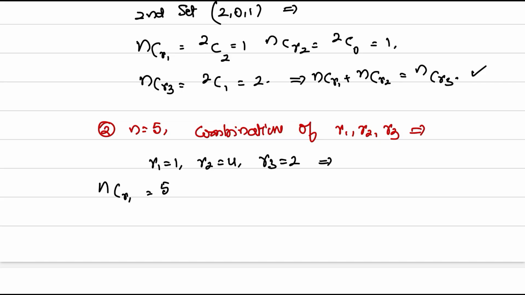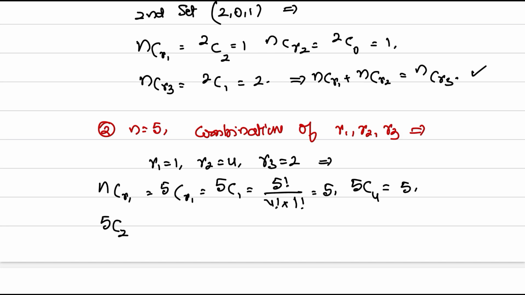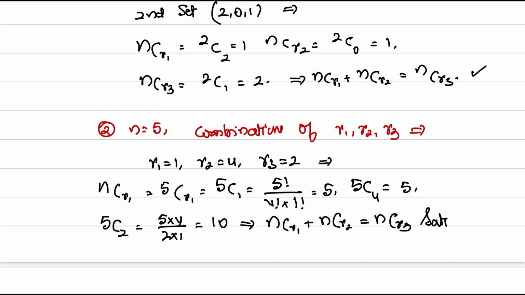nCr1 is equal to 5C1. 5C1 is equal to factorial 5 by factorial 4 into factorial 1, that is equal to 5. 5C4 is also 5. 5C2 is equal to 5 into 4 divided by 2 into 1, that is 10. That means nCr1 plus nCr2 is equal to nCr3, satisfied.